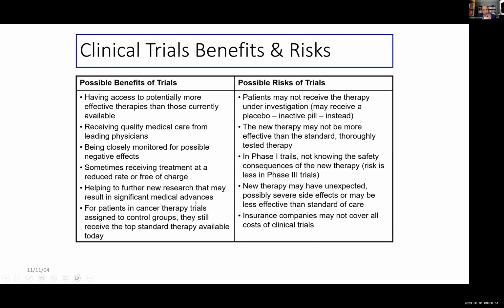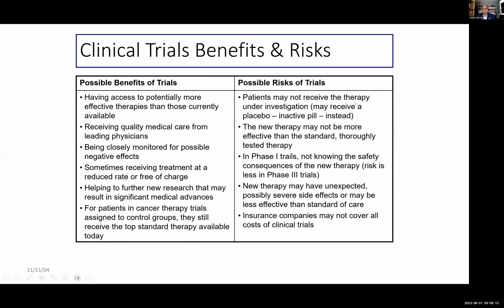There are advantages as well as disadvantages also. Having access to potentially more effective therapies than currently available, receiving quality medical care from leading physicians, all these things being closely monitored for possible negative effects. These are all the benefits. Sometimes there are very few risks also.